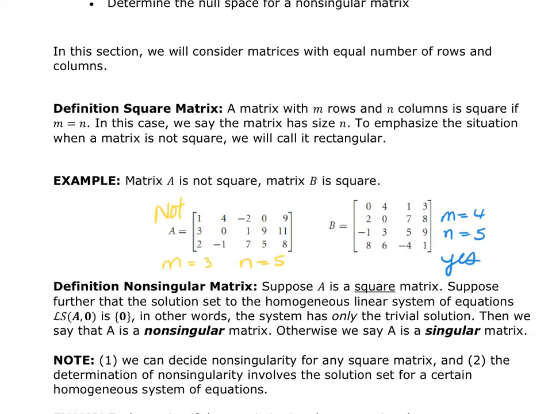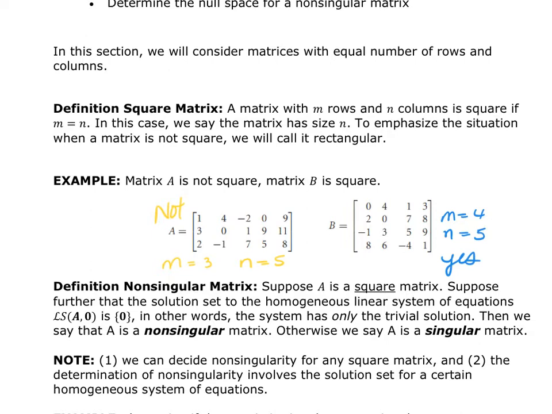We're going to define non-singular matrices in terms of a square matrix. So suppose A is a square matrix. And suppose further that the solution to the homogeneous linear system of equations is the trivial solution. Then we say that A, the matrix A, is a non-singular matrix. Otherwise we say it's singular. Non-singular here means that we have a single solution, and that solution is the trivial solution.